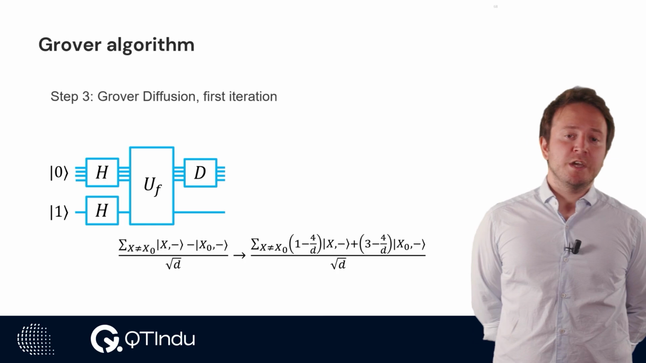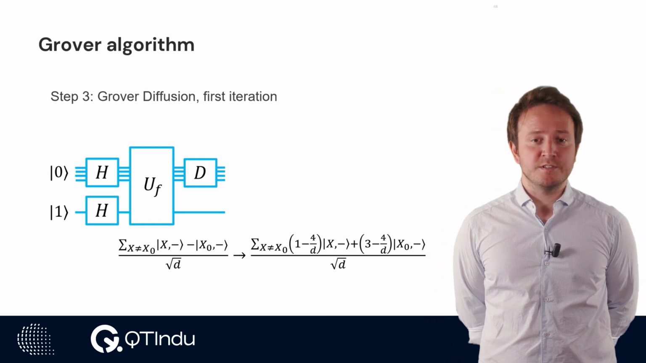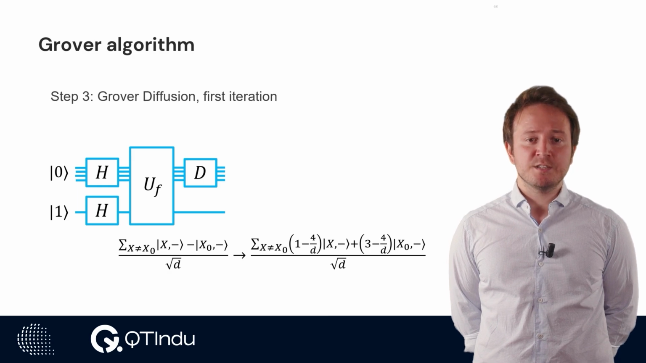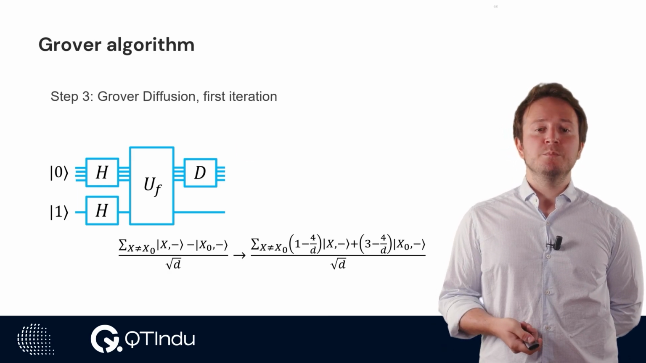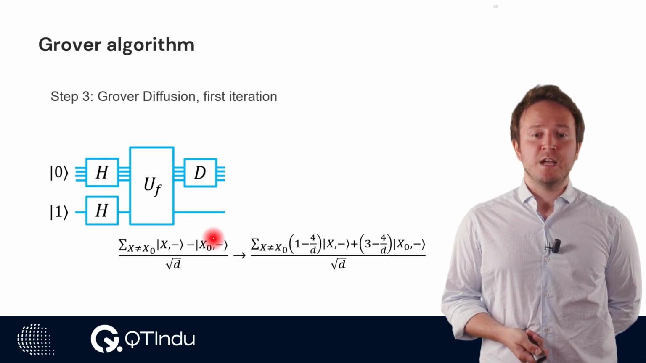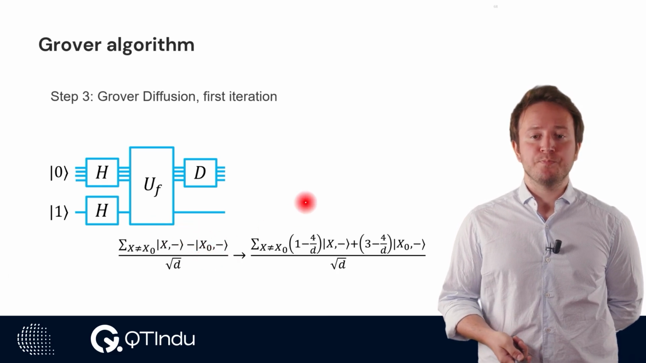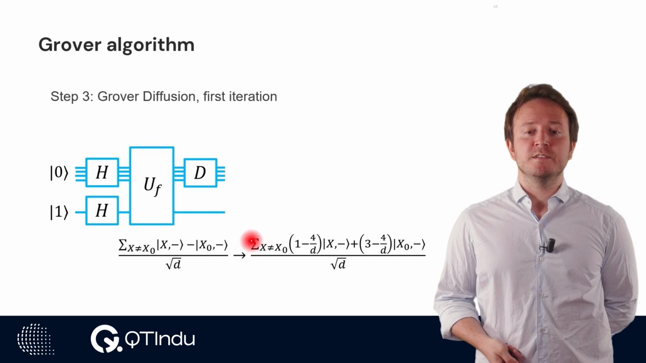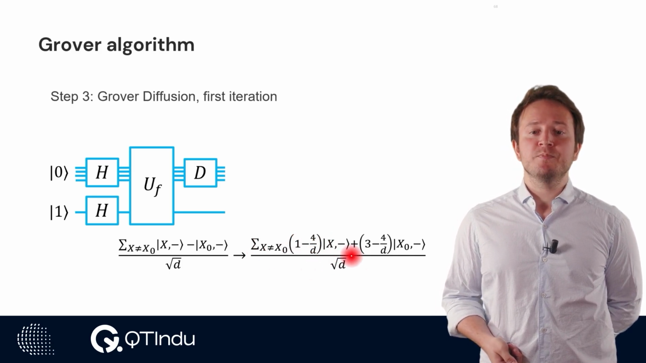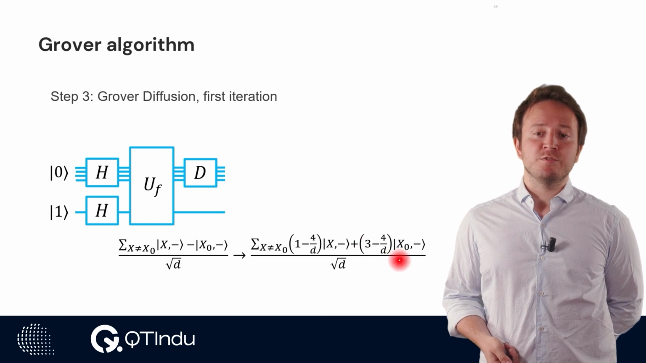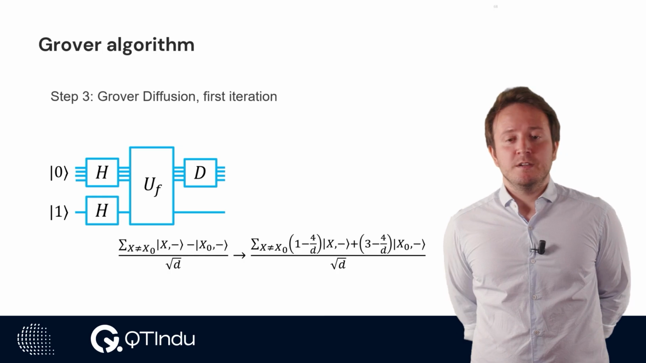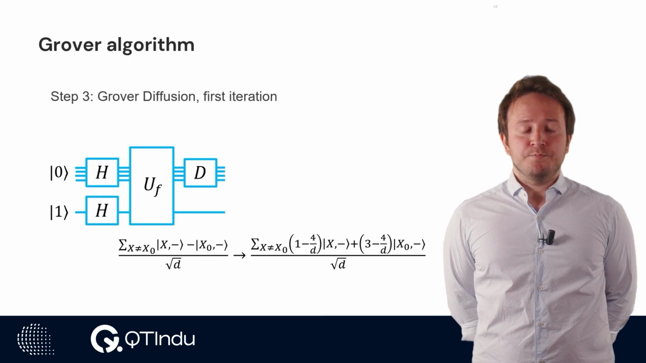Now, we can also interpret this operation not just as a function of any x, but also splitting explicitly between the unwanted strings capital X and the wanted string capital X naught. In this case, we see that the unwanted string gets a factor of 1 minus 4 over D, while the string that we want to find, x naught, will take a different factor, 3 minus 4 over d.